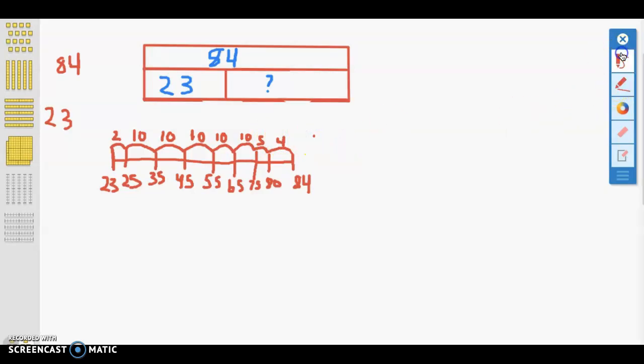So we know we're at 61, which is our missing number. So we know that 84 minus 23 is equal to 61, because if we were to add these two together, we would come up with 84.